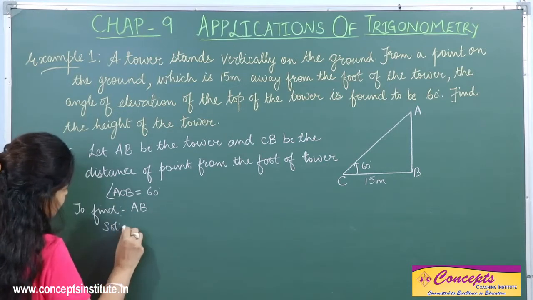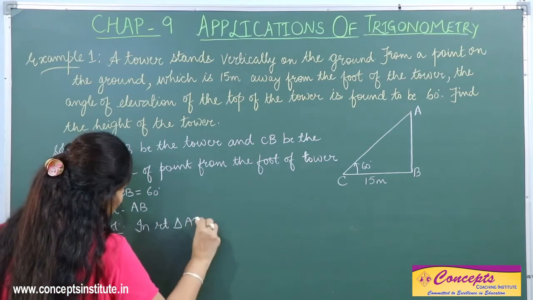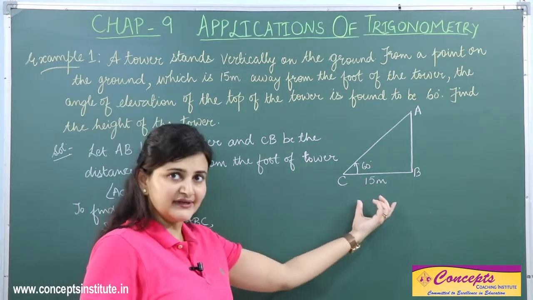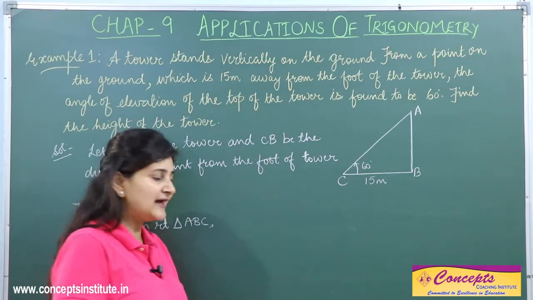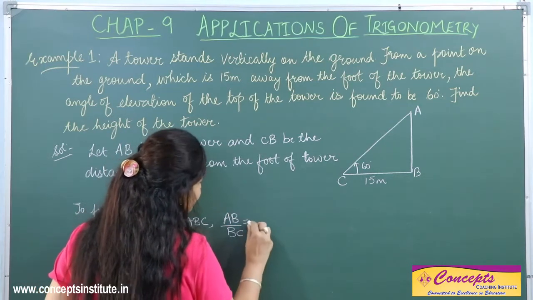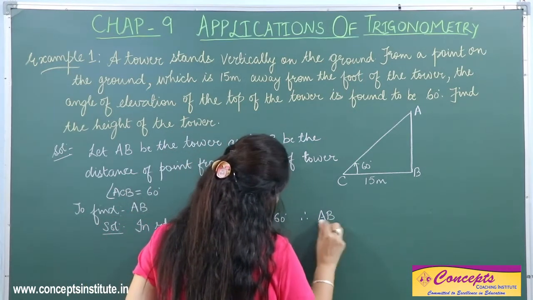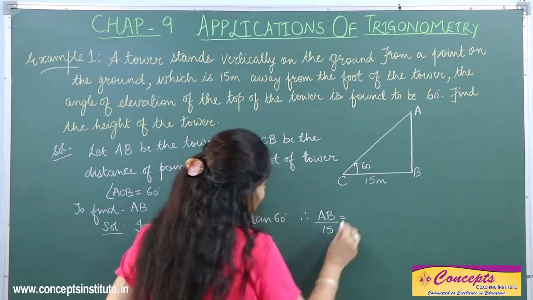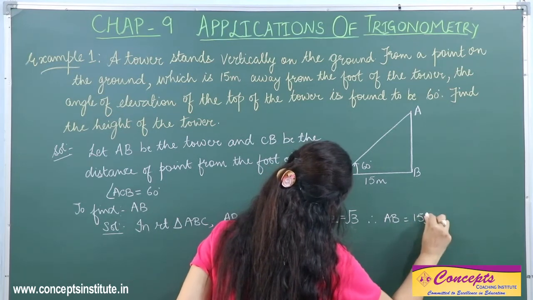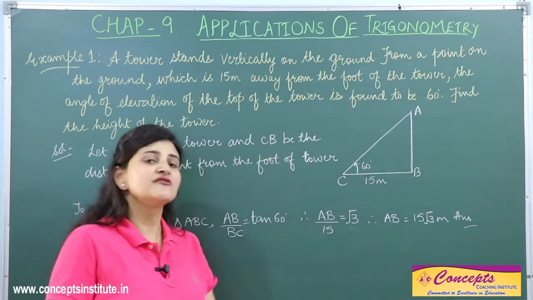The solution is, I am going to use the concepts of trigonometry. In right triangle ABC, I am interested in finding out the perpendicular and the base is already given to me. So I am going to use the T ratio tan. So in right triangle ABC, AB upon BC, that would be equal to tan 60. So therefore AB I don't know, but BC is 15 and we know that tan 60 is root 3. So what does AB come out to be? AB comes out to be 15 root 3 meters, and this is the answer. So therefore the height of the tower is 15 root 3 meters.